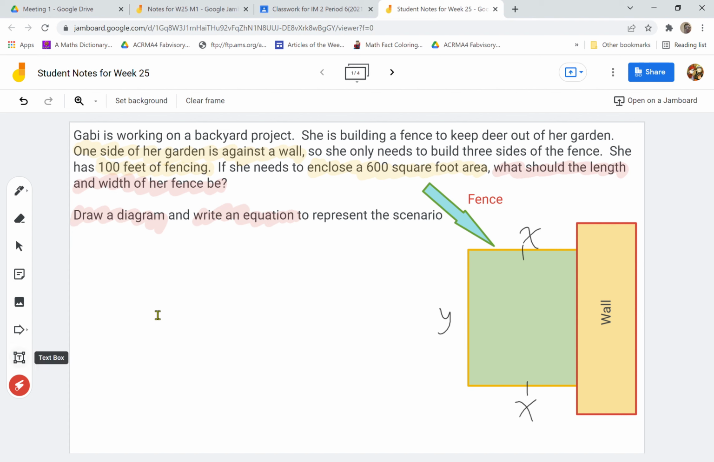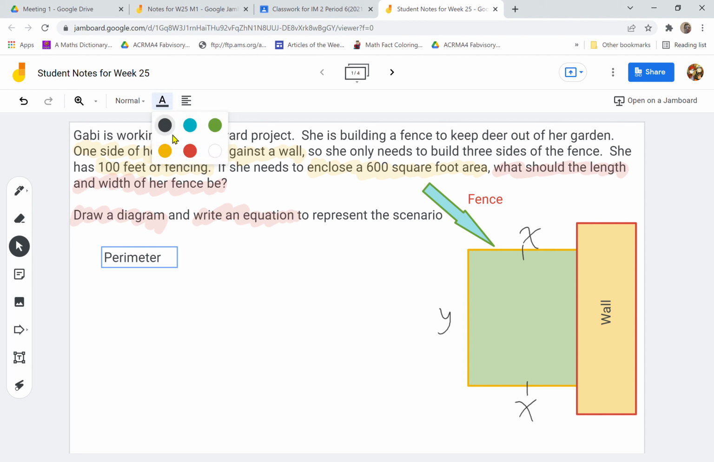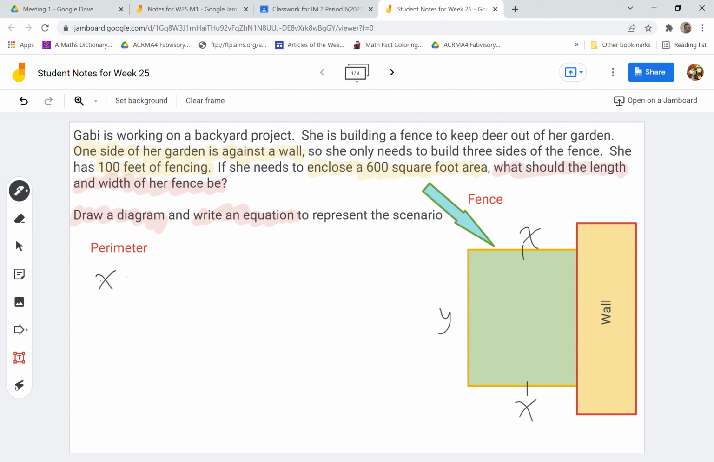So what I'm going to do is create an equation for the perimeter. I'll make this red so we can see a little better. So this is the perimeter. Then I'm going to write here the perimeter is going to be x plus x plus y equals 100 feet.